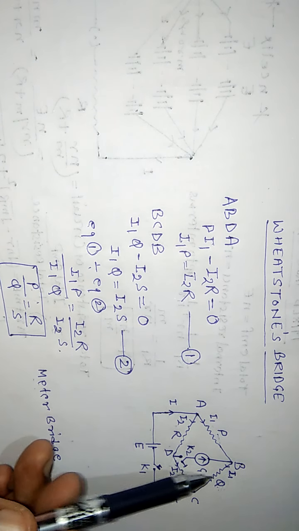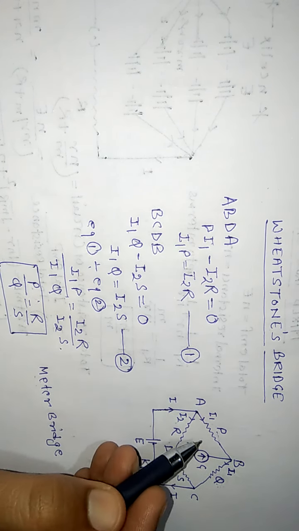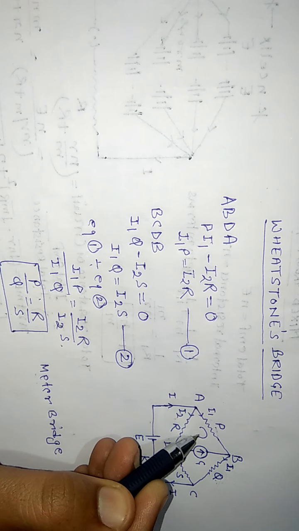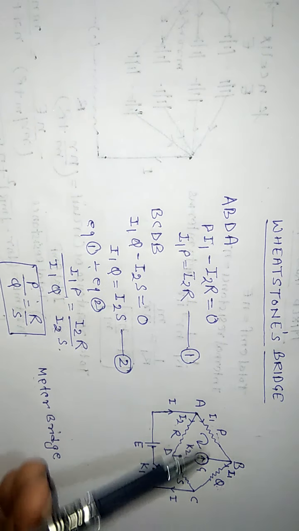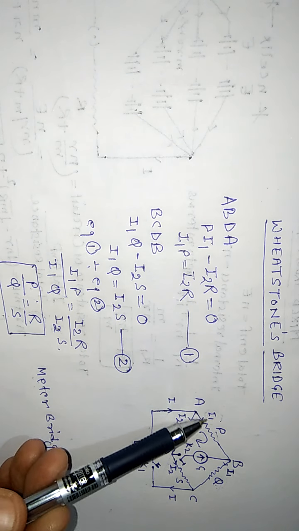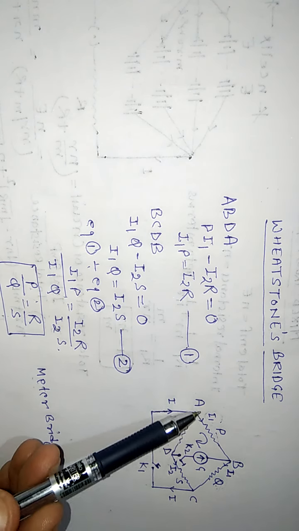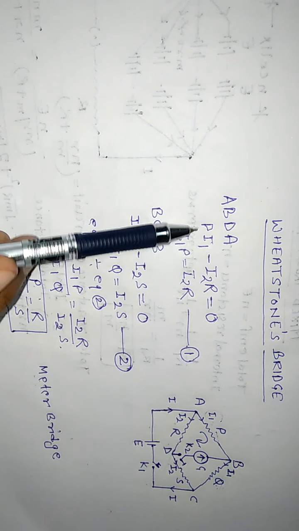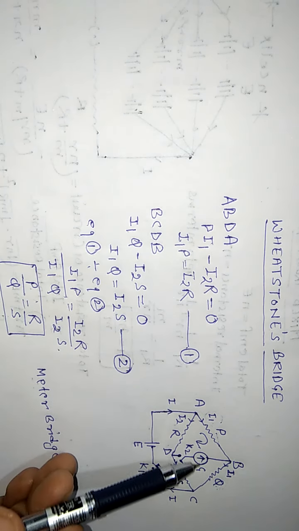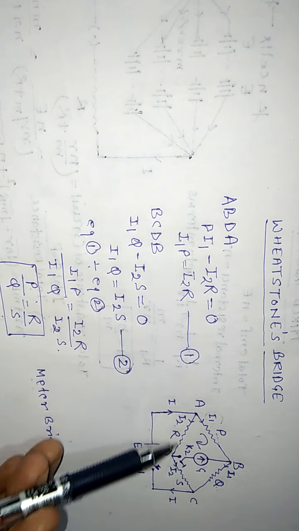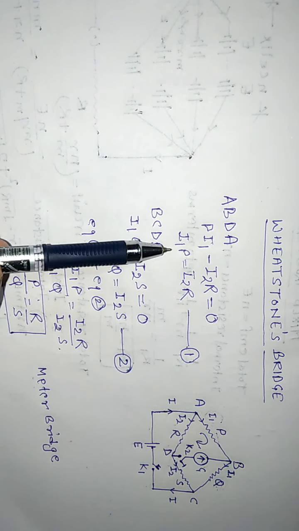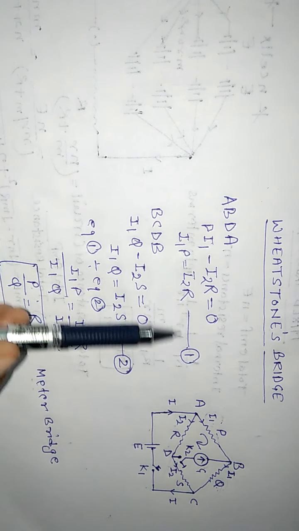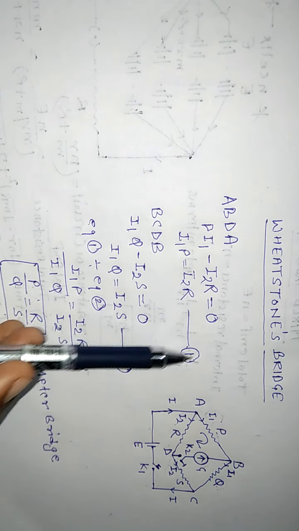Now applying Kirchhoff's law in closed loop ABDA, here we can see the current is I1 and the resistance is P, so I1P minus I2R, because there is no current in this, so I1P minus I2R is equal to 0, or I1P is equal to I2R. This is equation number 1.